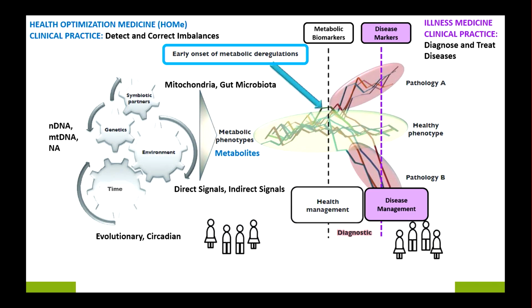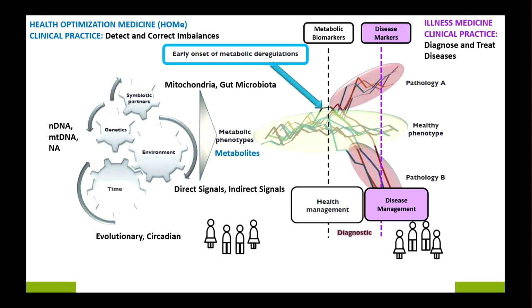So we detect the early onset of metabolic deregulations, and this is the clinical practice of health optimization medicine. We simply detect and correct imbalances. We make no claims because we are looking not at disease entities, but we are just looking at the imbalances in your metabolic biomarkers. So if you want to affect the metabolome, then you use diagnostic metabolomics, right, to detect the biomarkers. And you could use therapeutic metabolomics. You could give the deficient vitamin, mineral, cofactor, and so forth.